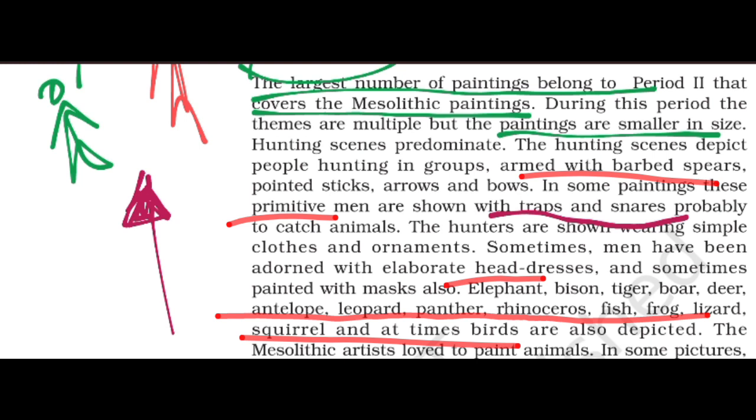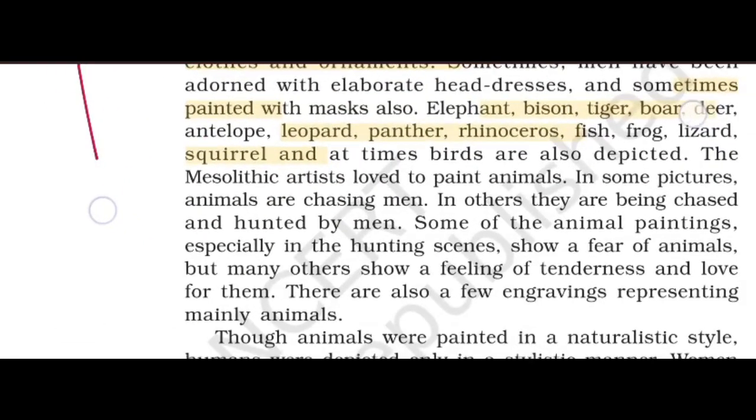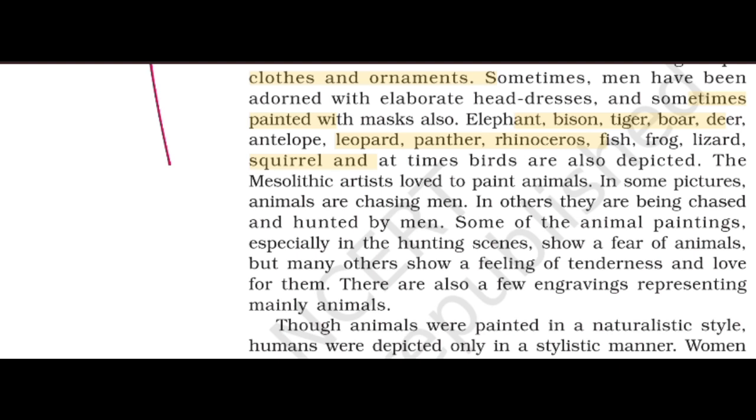Elephant, bison, tiger, boar, deer, antelope, leopard, panther, rhinoceros, fish, frog, lizard, squirrel, and at times birds are also depicted. These are the animal depictions. The men of that time drew these animals: bison, tiger, leopard, panther, etc. So, the Mesolithic artists loved to paint animals. As we are seeing, the hunting scenes are predominant and they are mostly depicting animals on the walls of the caves. So this means that the artists loved to draw animals.